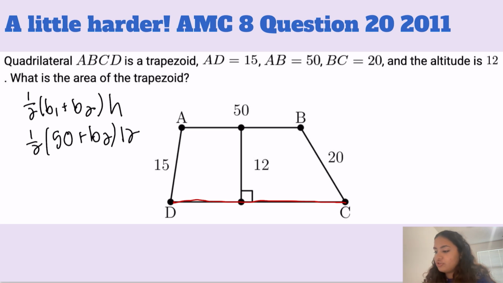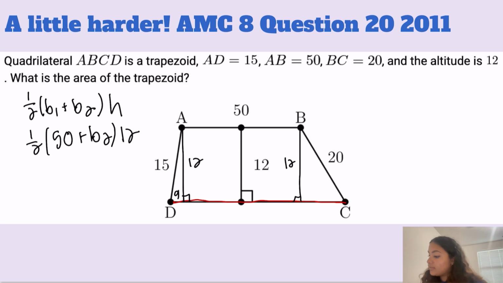They gave us that the altitude was 12, but the way they drew it was in the center of the trapezoid, and that doesn't give us much toward solving for the length of CD. But if we draw altitudes down from A and from B, and these are still length 12, we can see that we've actually formed two separate right triangles. So we have a 15, 12, 9 triangle, which is a scaled up 3, 4, 5. And then we also have a 20, 12, 16 triangle, which is also a scaled up 3, 4, 5.